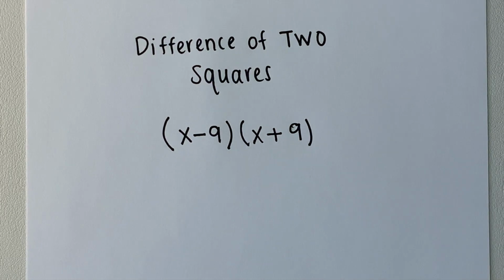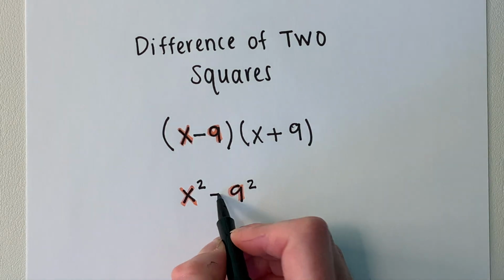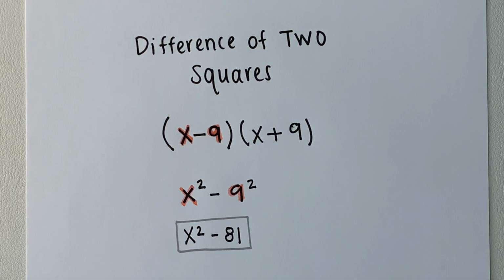The difference of two squares formula says, just take the first quantity, x, and square it, then take the second quantity, 9, and square it, and then put a minus sign in the middle. And then if we simplify, this would give us x squared minus 81. So we're going to use this difference of two squares formula to solve our last two problems.